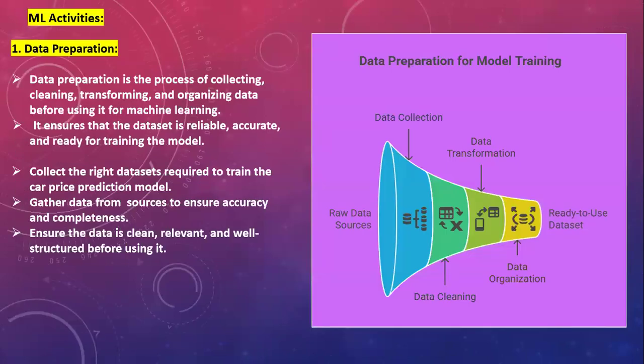So the first one is data preparation. Data preparation is the process of collecting the data, cleaning the data, and transforming the data. Finally, we are organizing the data in a proper way before using it for any machine learning model, because it will make sure that the data set is reliable, accurate, and ready for training the model. So this is all about data preparation.